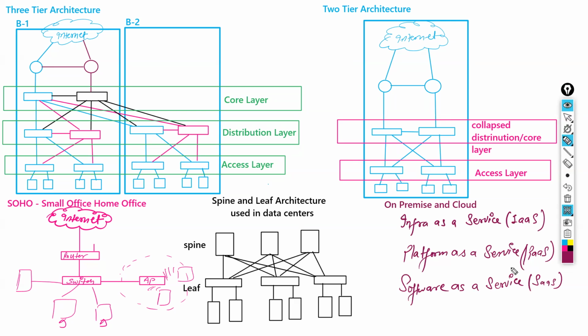Zoom, right now we are using. Zoom is what? Software as a service. For using this software, we are paying. Okay. So all these things are what? Software as a service. Clear? So this is how the cloud architecture is. Clear?